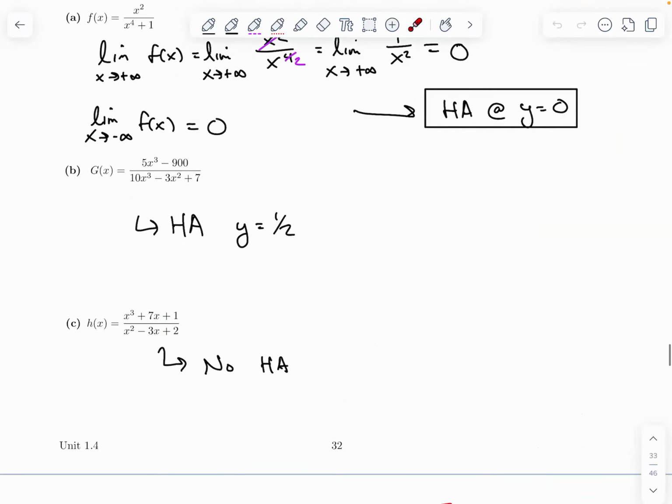Hopefully you guys were able to figure these ones out. It's just taking the limit as x approaches positive or negative infinity to see what happens.